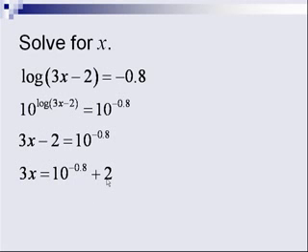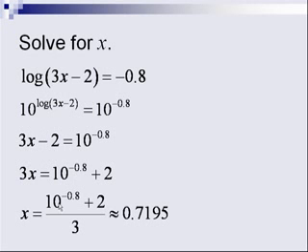I just leave that as it is. I'll calculate that in a second. And then the next step, divide both sides by 3. So that 10 to the negative 0.8 plus 2 now gets divided by 3. And it should come out to about 0.7195. So let's check that value real quick.